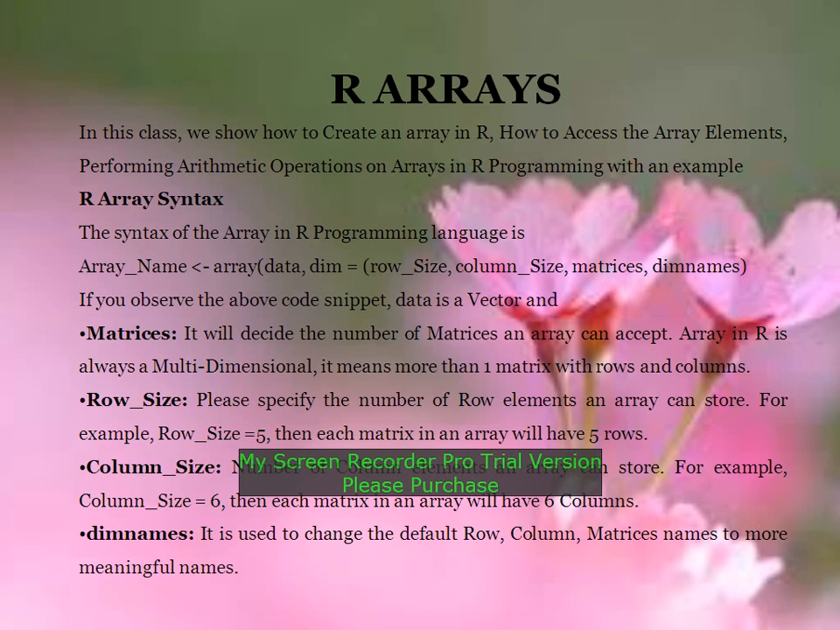Next, column size, the number of column elements an array can store. For example, if column size is equal to 6, then each matrix in the array can hold 6 columns. Next, dimension names. It is used to change the default row and column names of the matrices to more meaningful names. If you want to specify headings for the rows and columns, you can use this argument. So row size is the row boundary, column size is the column boundary, dimension names are the names of the rows and columns, and matrices is the number of matrices we are specifying for an array, that is, the maximum size of it.